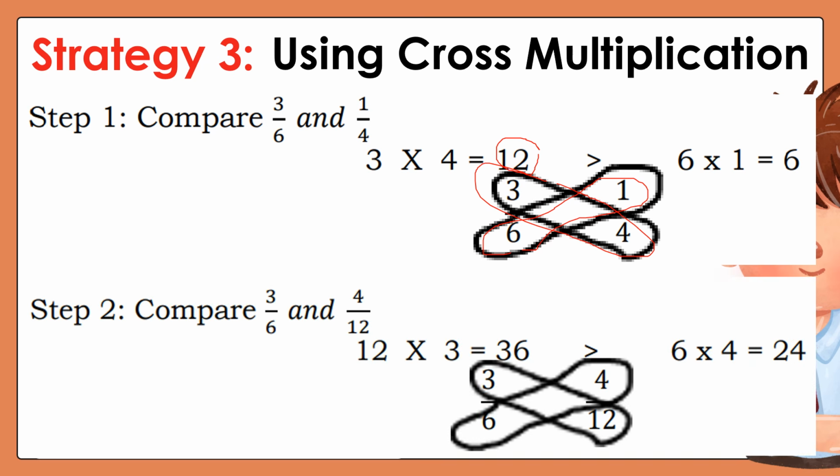Step 2, compare 3/6 and 4/12. 12 times 3 is equal to 36. 6 times 4 is equal to 24. Therefore, 12 times 3 is equal to 36 is greater than 6 times 4 is equal to 24.